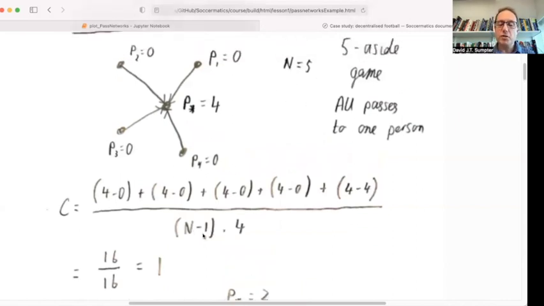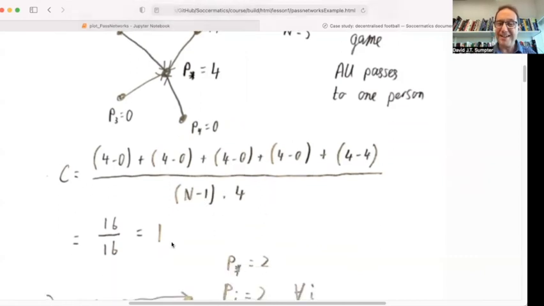The reason we take the minus one, if you pay careful attention here, you'll see that this four minus four is always going to be zero, right? Why is that always going to be zero? Well, when we find the maximum, this P star person, when they take away the number of passes they made, that number is always going to be zero. So we do n minus one, which is four in this case. Lots of fours here, which means that we get four plus four plus four plus four on the top, which is 16. We get four times four on the bottom. So it's 16 divided by 16, and that's equal to one.